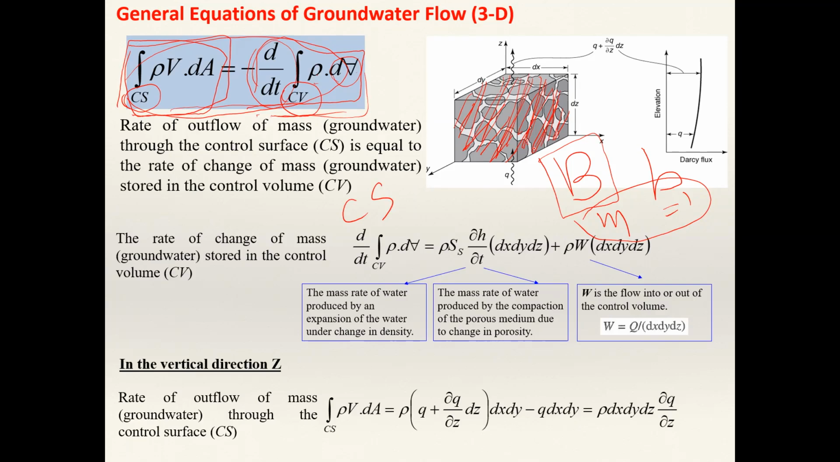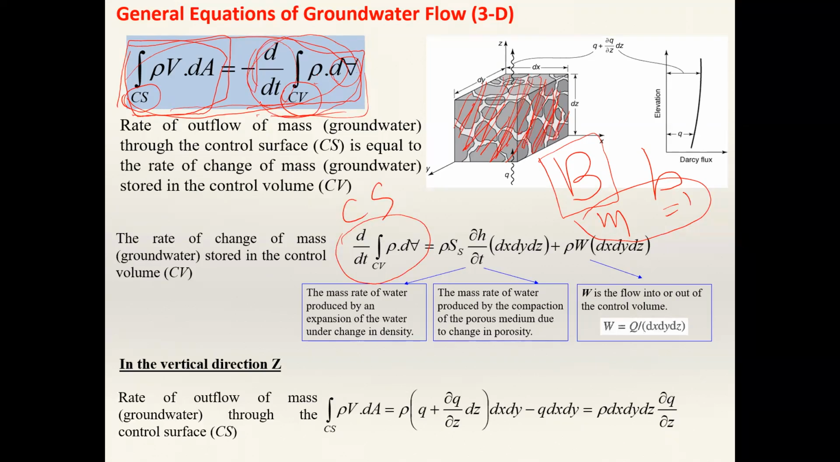Now, what we are trying to do is to develop a three-dimensional equation for the groundwater flow, because groundwater flow is not unidirectional or two-dimensional. It is three-dimensional, right? So we need to develop an equation for the three-dimensional groundwater flow. So we will take part by part of this equation. Now, if you take the first part, that is the control volume, this one, the time rate of change in the mass inside the control volume.